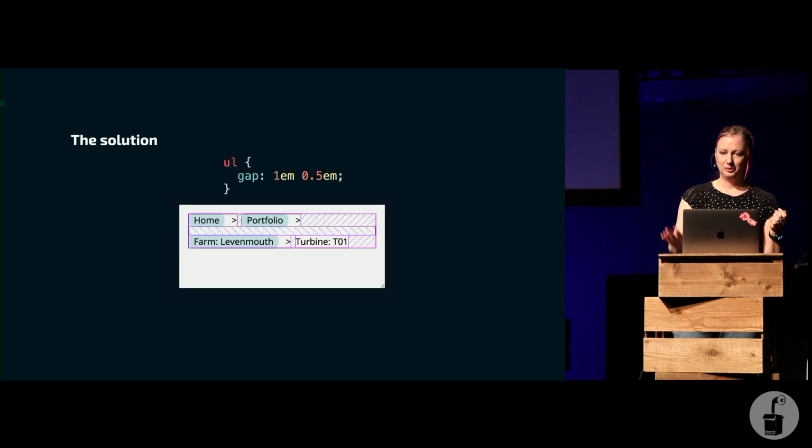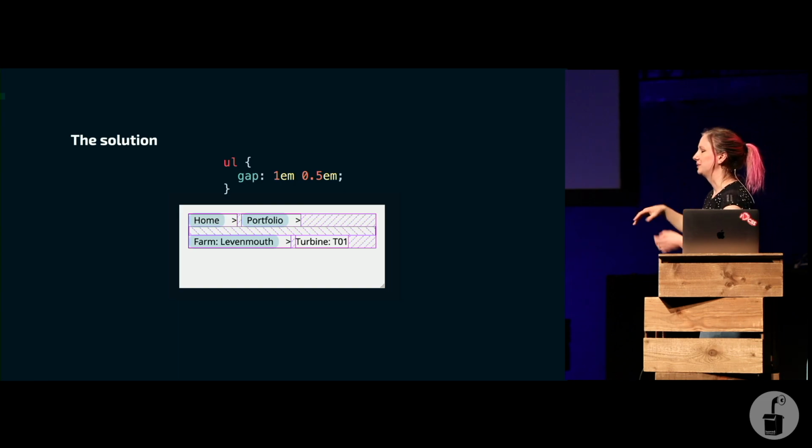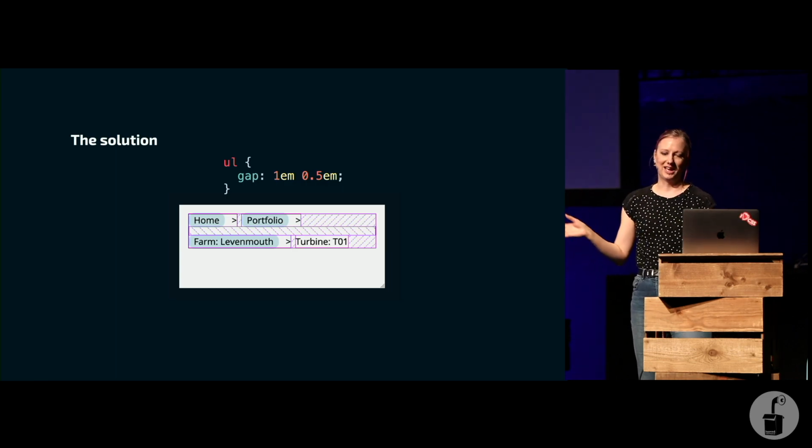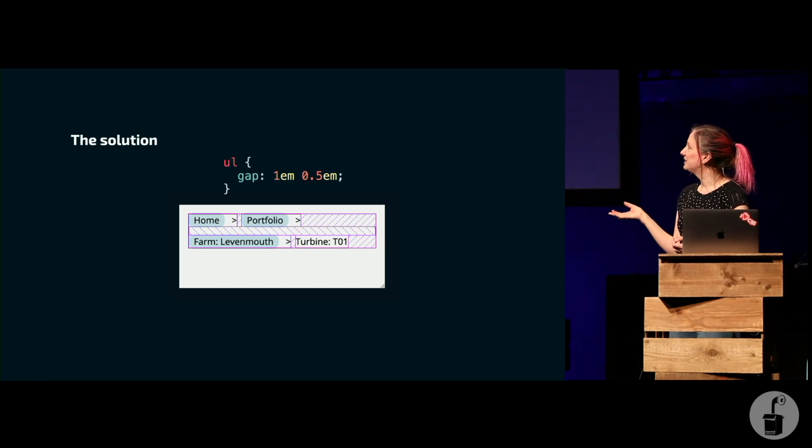So instead, we use the gap property, and that means that those gaps are only going to happen in between our items. We're not going to be left with that horrible extra space. So yeah, fairly small change, but I think pretty helpful.